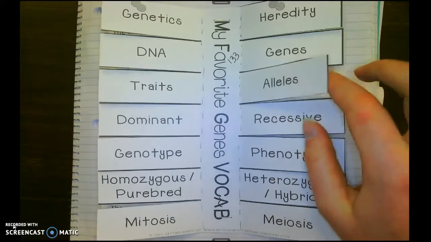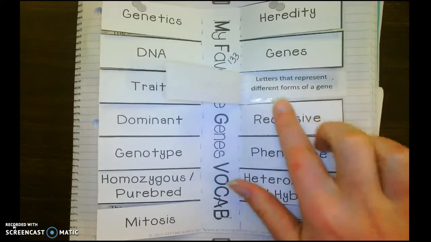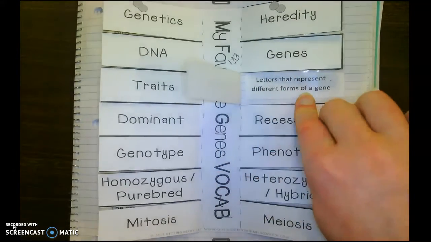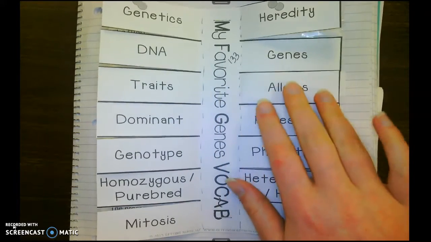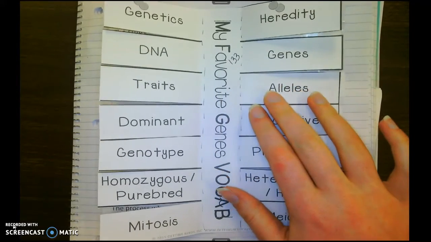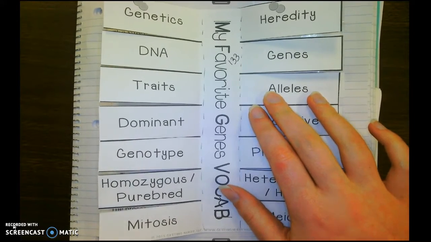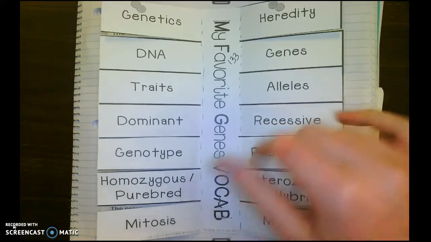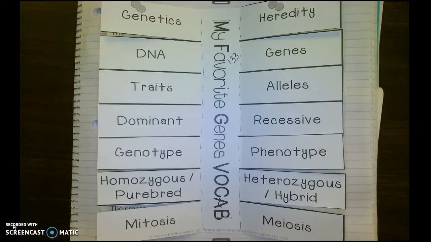So when we talk about alleles, we're talking about two letters. We're talking about letters that represent different forms of a gene. Okay? And you learned that genes are the characteristics that you have: your blue eyes, your brown eyes, your green eyes, the color eyes that you have, your hair color, how tall you are. Those are all characteristics that are determined by your genes, which are in your DNA.